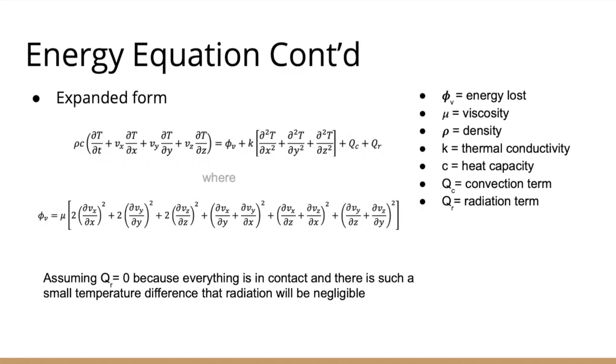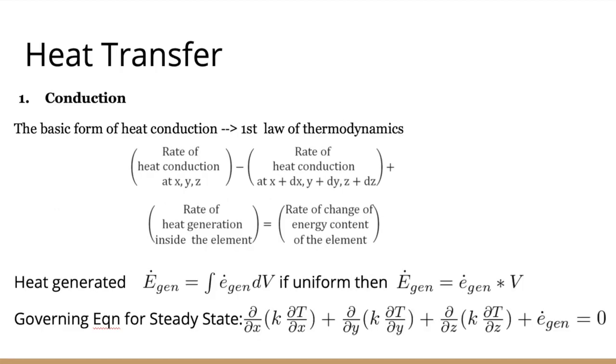Next are QC and QR, which represent convection and radiation respectively. In this equation, since the heat exchanger, the water inside it, and the mash being fermented are all in contact, and since there is such a small temperature difference between the water and the mash, the radiation will be assumed to be negligible. When it comes to heat transfer in this particular 3D simulation, conduction and convection are the two phenomena that are being observed and accounted for in our model.